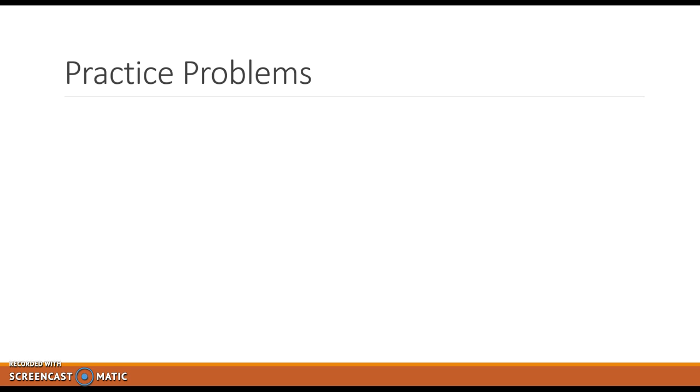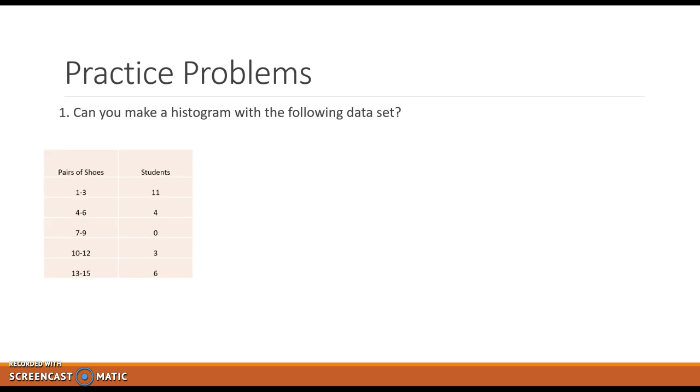So now you will need your graph paper because we are going to work on some practice problems. You will be turning this in tomorrow in class, so make sure your name's on it. Okay? Here's problem number 1. Can you make a histogram with the following data set? This chart here represents the number of pairs of shoes owned by students in a math class.